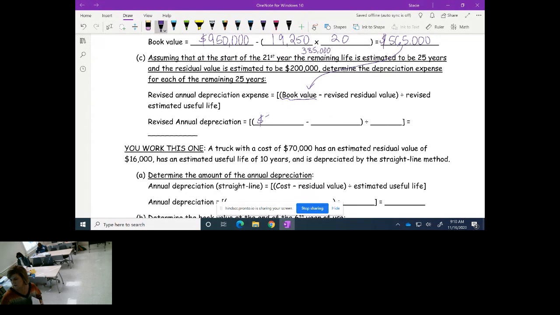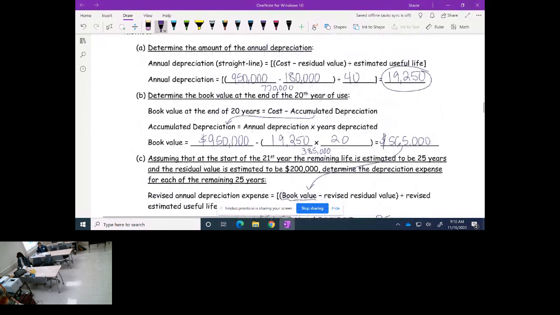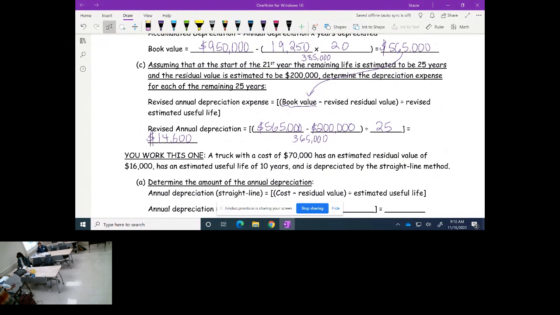Subtract out the revised residual amount. So we've got 565 minus 200,000, and that's going to give you 365. And we'll divide that by the number of years they feel like it's going to be useful. So the answer to that one is 14.6. So now we're going to start using 14.6 for our depreciation expense where we were using 19,250. We're dropping that depreciation down because we feel like it's going to be useful for a longer period of time.